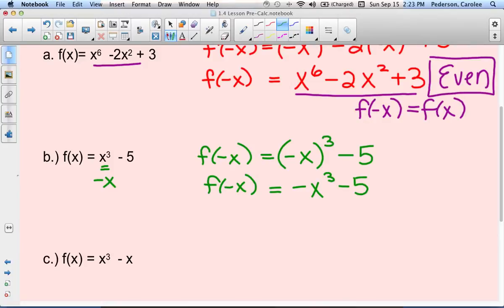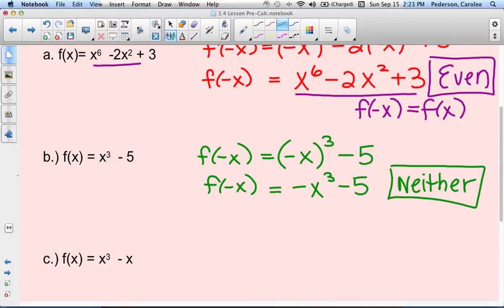So now let's first look at, from its original black function to the new green function, did we get the same function back? No. Did we get the original function back with a negative in front of it to make it odd? No. So we would say that this example is neither even nor odd. So it's neither.